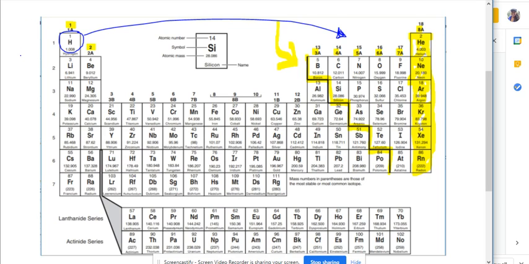Let's put a fake little element here. There is no element A, so we're just going to leave it that way. All right. So we have A, and everybody in group 1 has one valence electron. Everyone in group 2 is going to have 2 valence electrons. Everyone in group 3, we already said, has 1, 2, 3 valence electrons. Group 4, we're going to see that we now have 4.